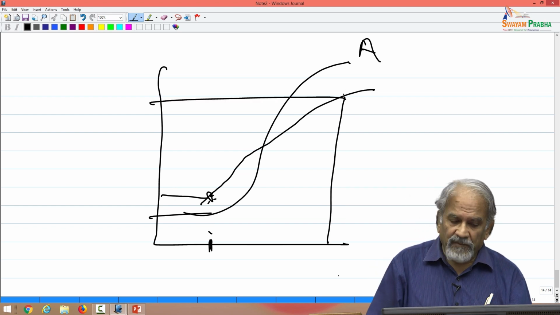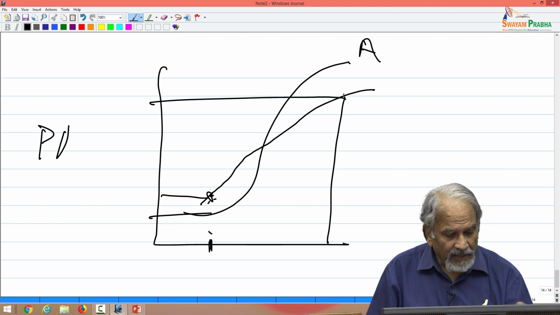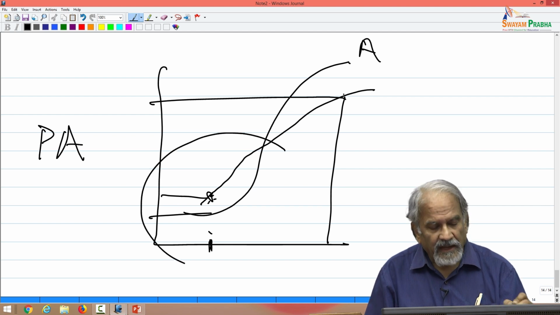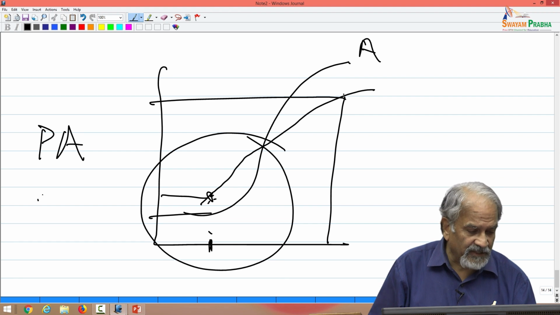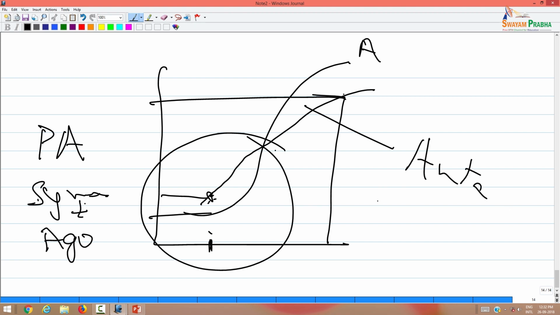So what does it mean? It means that the partial agonist at the initial phase acts as a synergy, or as a summative, or what you can call an agonist, but at a later, higher concentration it acts as an antagonist. Therefore, a partial agonist is also called a partial antagonist.